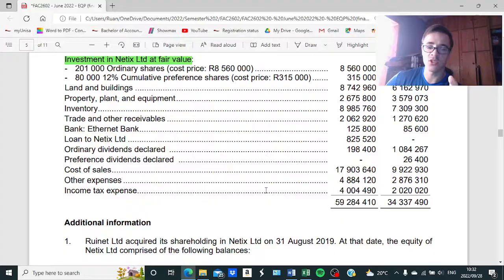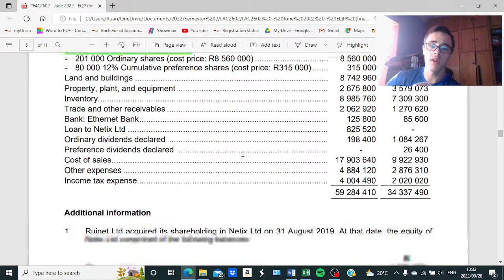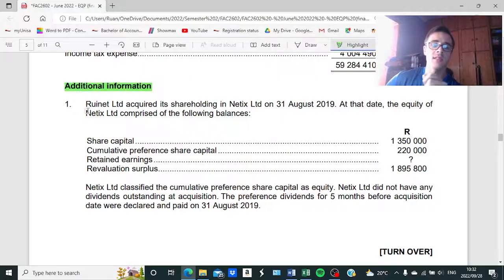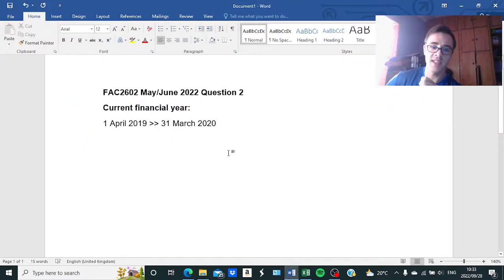So we have calculated the percentage interest of the parent in both the ordinary share capital and the preference share capital. So now we can move on to additional information, point 1. It says that Runate Limited acquired its shareholding in Natex Limited on the 31st of August 2019. Now, if you look at your current financial year, you will notice that the 31st of August 2019 falls in the current financial year, meaning that the group was formed within the current financial year. That is why I said we have the same situation as with question 11 in tutorial letter 102 that was covered in the first lesson.